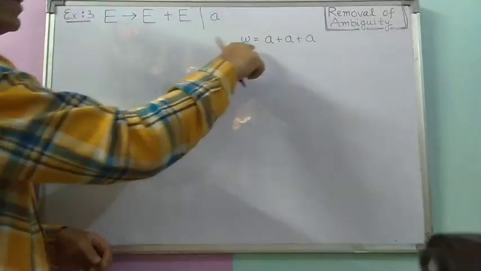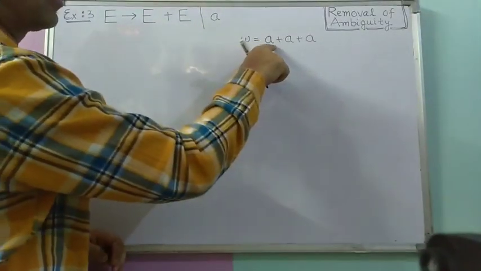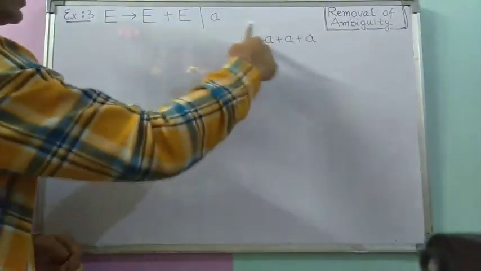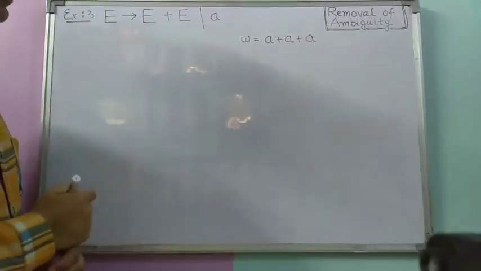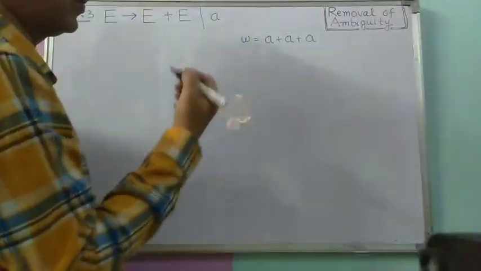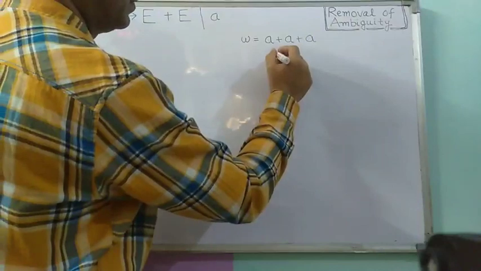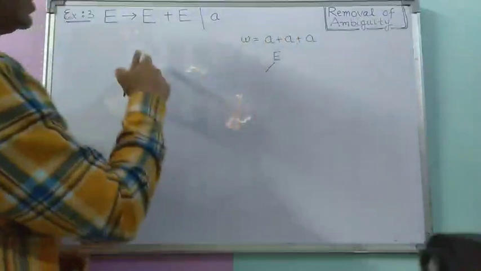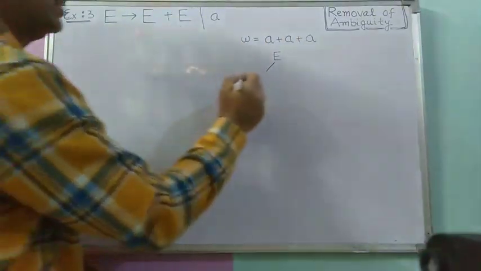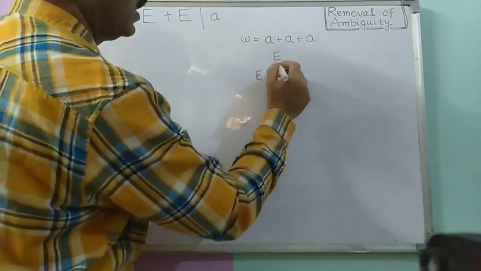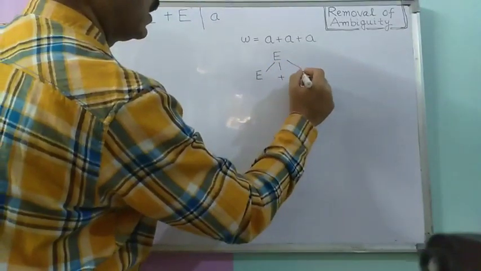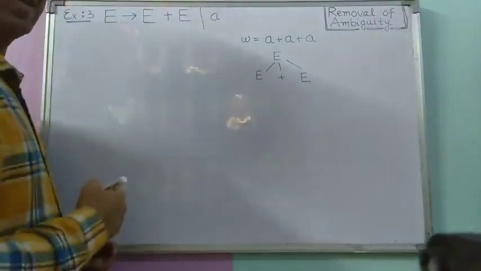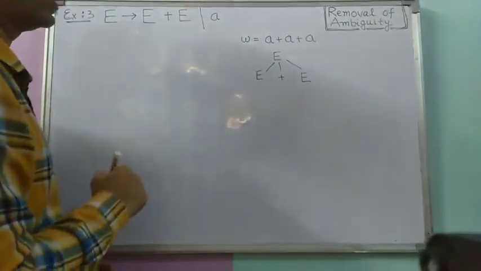For this, we will take a word W, which is of the form A plus A plus A. So suppose we want to derive this particular word from this grammar. Okay, so let us see how we can derive it. We'll start from E, and because we want pluses, we are bound to take this E plus E. Now among the available variables, we will expand the leftmost variable. So this E we are going to expand.